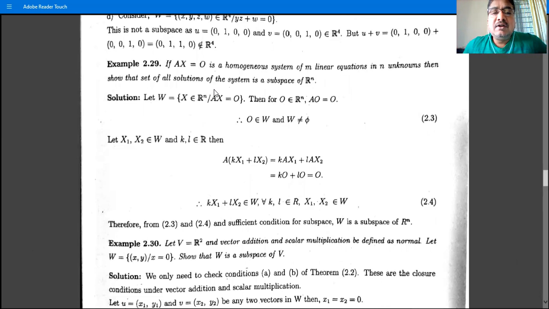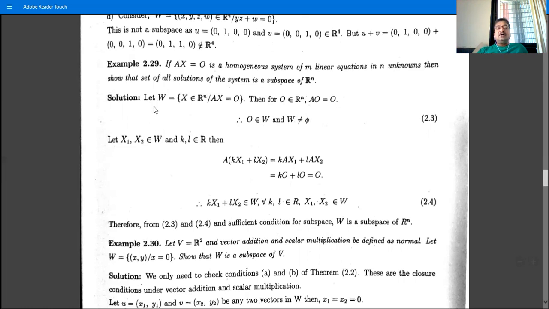What is W? W is a subset of R raised to n and is the set of all x belonging to Rn such that Ax is equal to 0. That is the solution set, the set of all solutions of the system Ax equal to 0. And now we have to show this W is a subspace of R raised to n. Obviously 0 belongs to W because A0 is 0, so W is not empty, and obviously W is a subset of R raised to n. So write that directly.